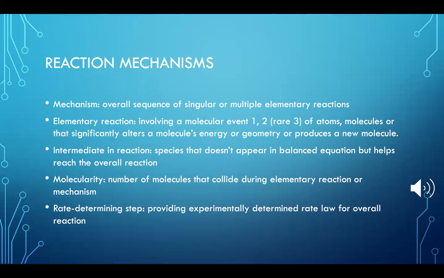An intermediate in the reaction is a species that does not appear in the balanced equation, but helps reach the overall reaction. The molecularity is the number of molecules that collide during an elementary reaction or mechanism, and the rate determining step provides an experimentally determined rate law for the overall reaction.